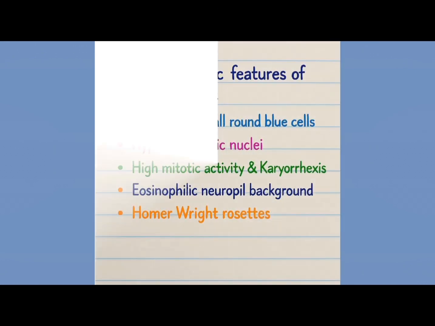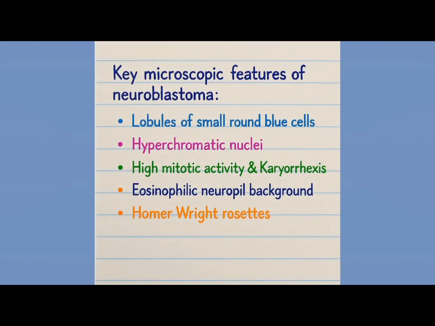Now let's have a quick recap of all the microscopic features of neuroblastoma we've covered in this video. We see lobules of small round blue cells on low magnification. We can see hyperchromatic nuclei. We can see high mitotic activity and karyorrhexis. We can also notice the eosinophilic neuropil background, and the most important landmark of neuroblastoma, the most famous one, is Wright rosettes.